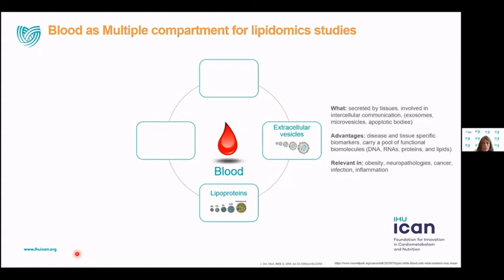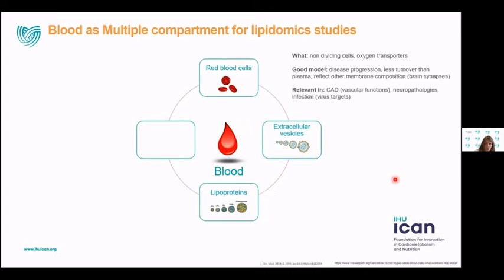Another compartment will be extracellular vesicles. So they are secreted by the tissues and they are involved in intercellular communications. They are composed of exosomes, microvesicles, and apoptotic bodies. The main advantage of this compartment is that there are disease and tissue specific biomarkers because they are shed by the tissue, and they also carry a pool of a lot of functional biomolecules. So not only lipids, but also proteins, DNA, or RNAs. So as such, they can be relevant in any pathology.